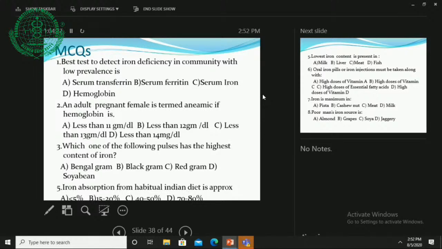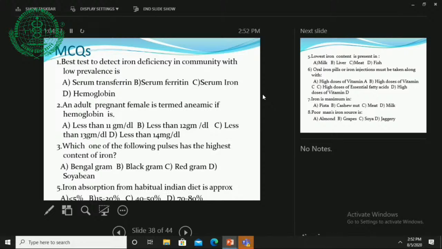Then the third MCQ is, which one of the following pulses has the highest content of iron in it? So the options are Bengal gram, black gram, red gram, and soybean. So here the right answer is soybean. Soybean is the richest among pulses. Soybean is the richest source of iron. Next to soybean is horse gram. Next to that is Bengal gram.